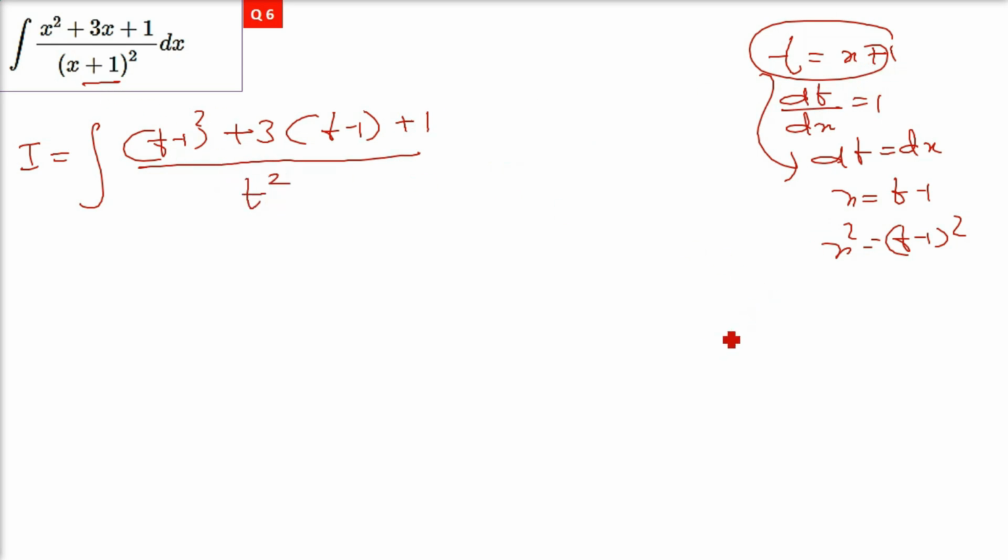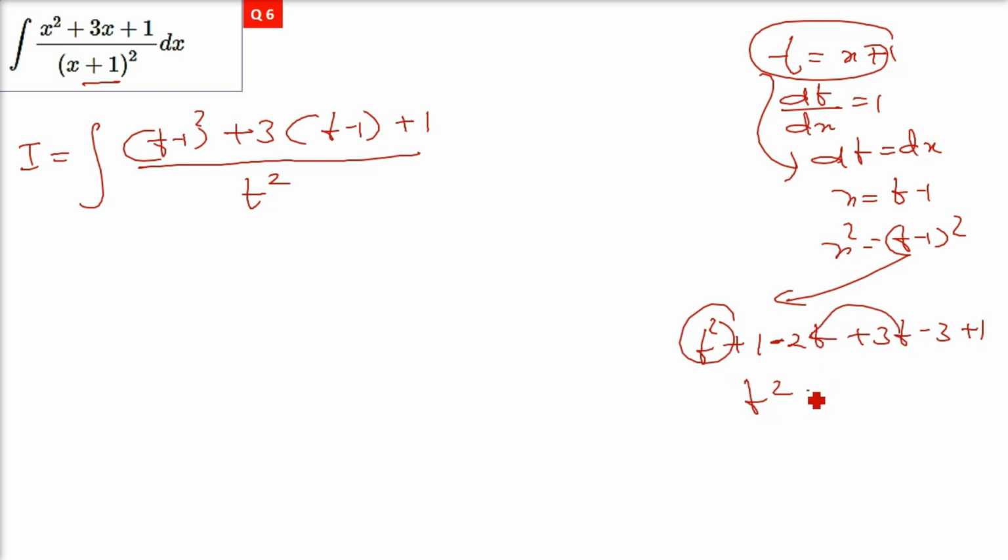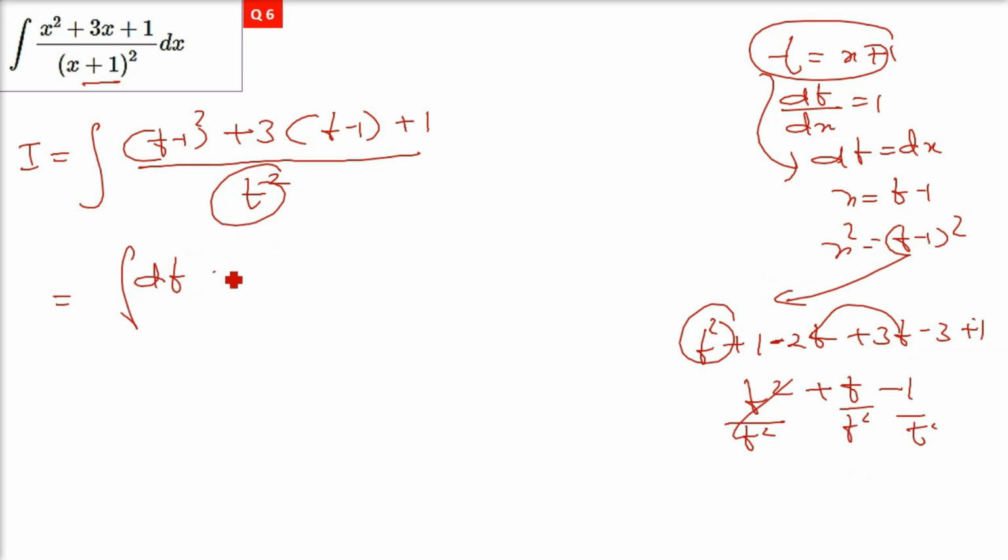So let's open the numerator now. (a minus b) whole square, a squared plus b squared minus 2ab. So t squared plus 1 minus 2t. This will be 3t minus 3 and plus 1. t squared; 3t minus 2t is t; 1 plus 1 is 2, minus 3 is negative 1. t squared plus t minus 1 divided by t squared. So this t squared is in the denominator. So this becomes 1, the first term, integration of dt. t by t squared is 1 by t, so rather than making this t squared go up, it will be 1 by t only.